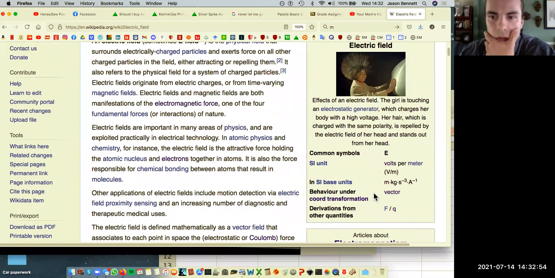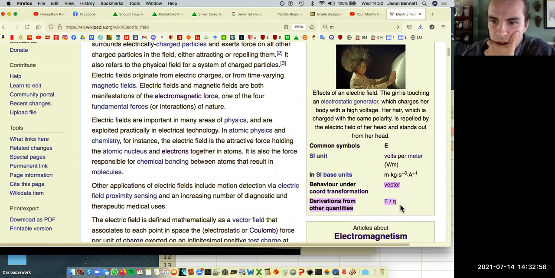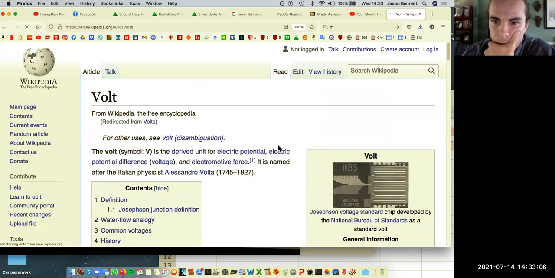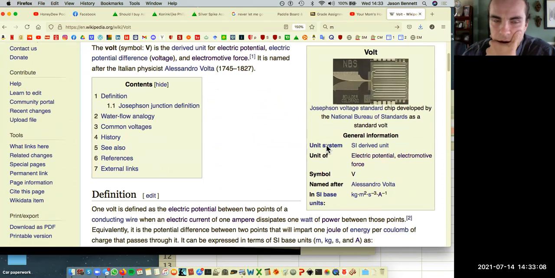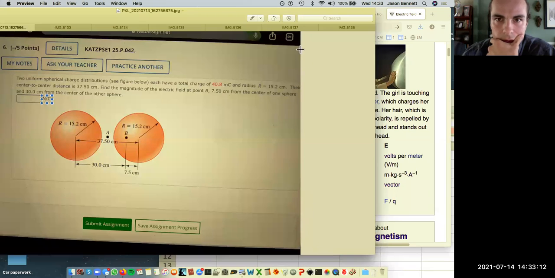Okay. I just want to make sure I'm getting the units right because it says newtons per coulomb, which is fine because it's force over charge, but it's a volt. Oh, okay, never mind. I forgot that a volt wasn't a standard unit. Okay, inside.